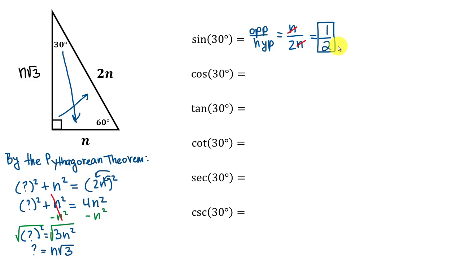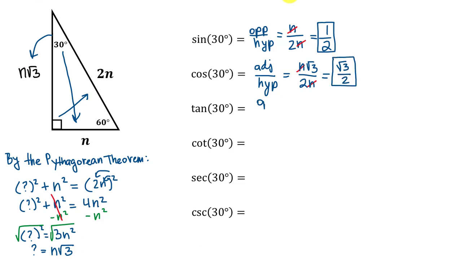Let's find cosine. Cosine is the adjacent side to hypotenuse. The adjacent side for 30-degree angle is n square root of 3, and the hypotenuse is 2n. And I'm going to divide out n, and I'm going to conclude that cosine of 30-degree angle is square root of 3 over 2. Tangent is the ratio of the opposite side to the adjacent side.